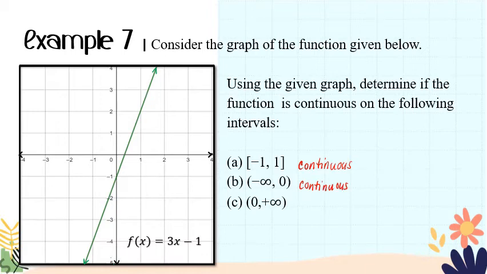Okay? And lastly, for letter C, from 0 to +infinity. So from x equals 0, going to +infinity. Okay, we can just trace it upwards. So it's continuous.